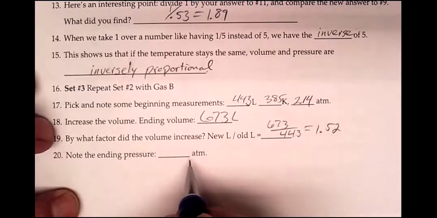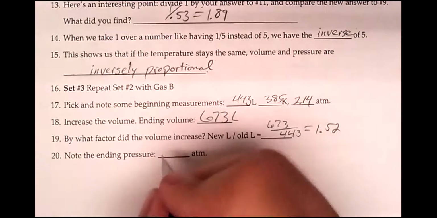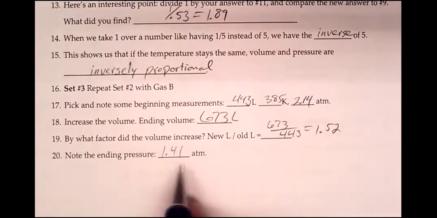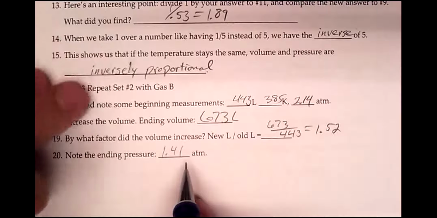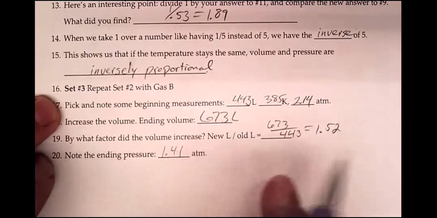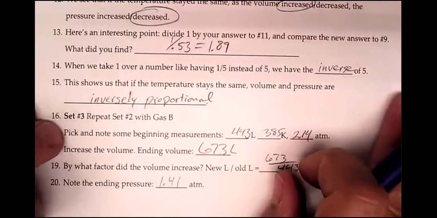Note the ending pressure, which was 1.41. For the people online, 1.41. Is there something on the first page I should go back to, by the way? Because I'm going to flip the paper over.